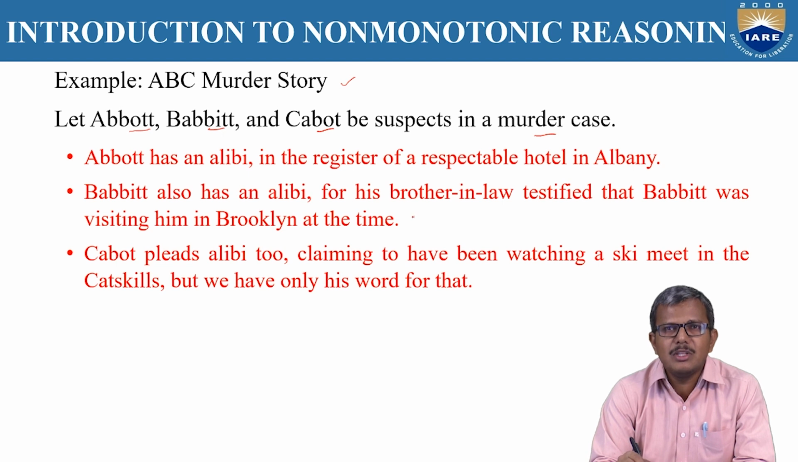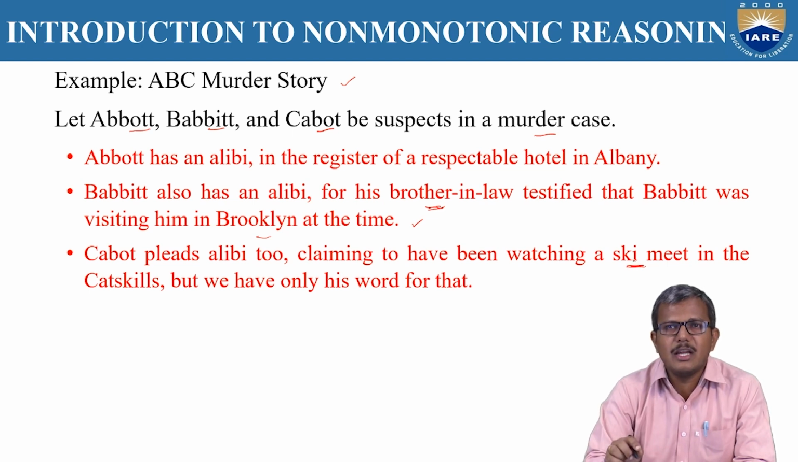At the same time, Babbitt says that during the time of the murder he was with his brother-in-law at a different location, at Brooklyn. This is the information given by Babbitt. Similarly, Cabot tells the police that at that particular time he was watching a ski meet. It is a kind of game, right?